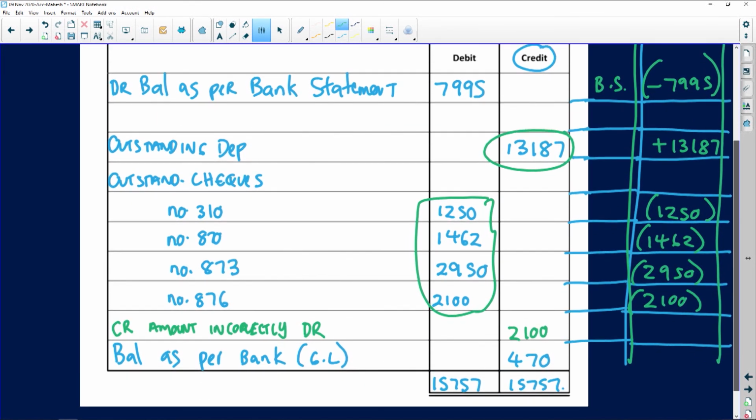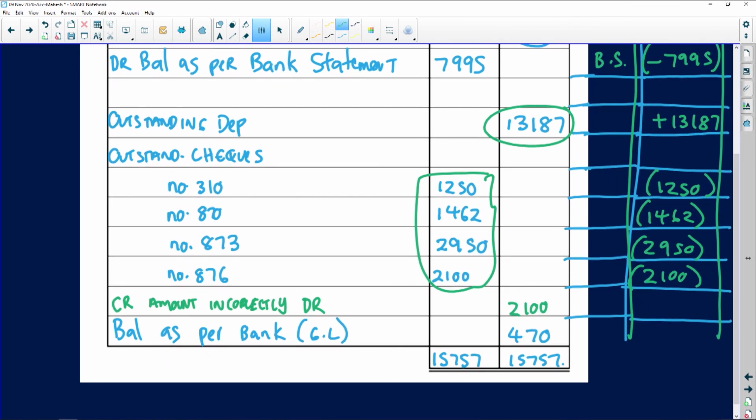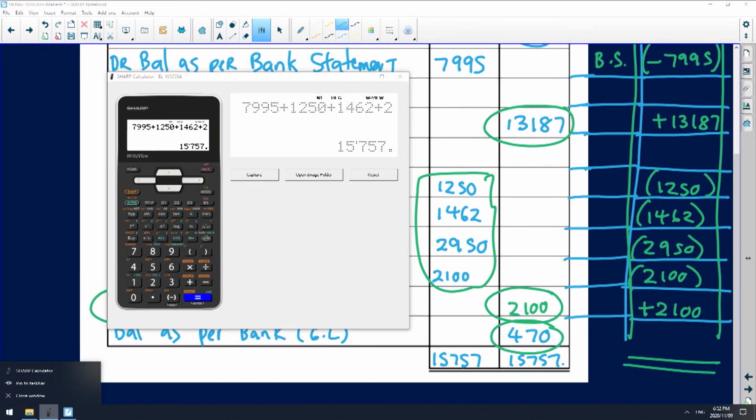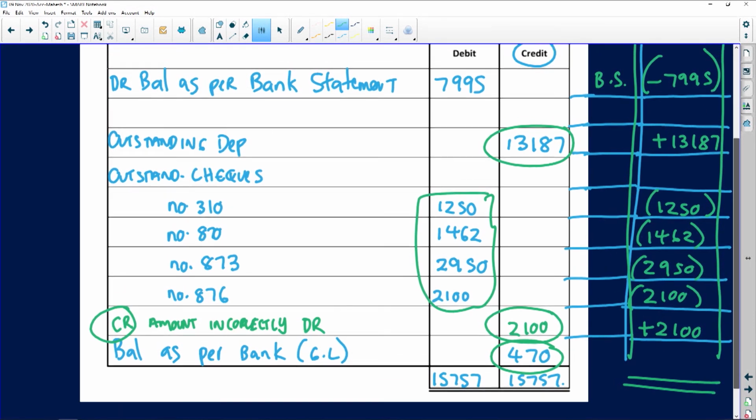Okay, right, and then finally credit amount incorrectly debited. So remember, credit means put the money back into my account. So obviously that is positive. The 2,100, that amount is positive. Right, so when you now complete this, you should end up with the 470. So let's just quickly check. We've got a bit of time. Let's just make sure we do end up with that balance.